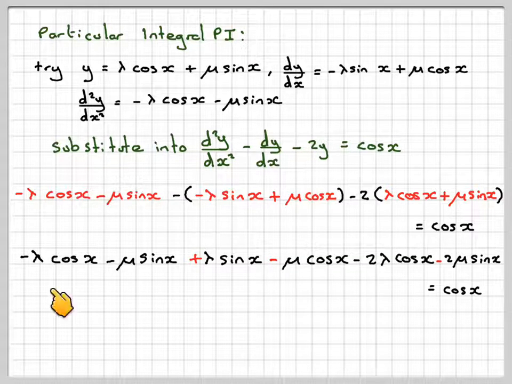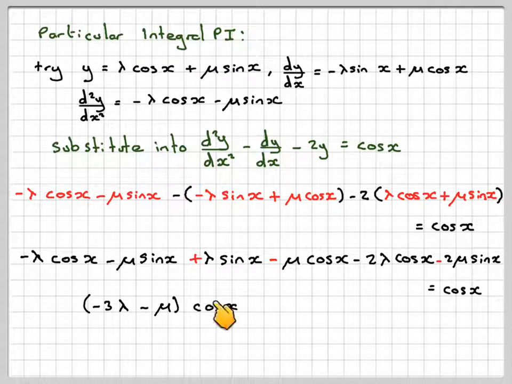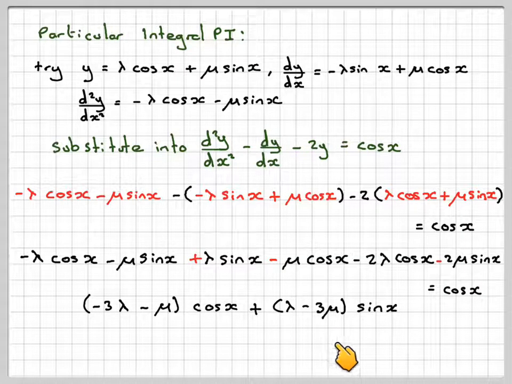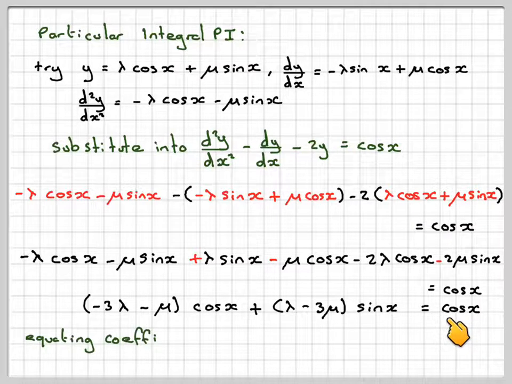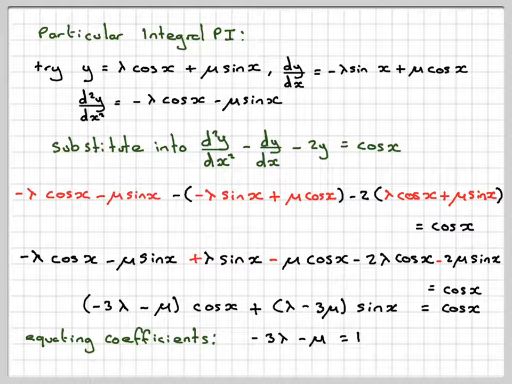Collecting up like terms, we've got minus lambda cos minus mu cos minus 2 lambda cos. So minus 2 lambda minus lambda makes minus 3 lambda minus mu cos x. And then for sine, we've got minus mu plus lambda minus 2 mu. So we're going to get lambda minus 3 mu sine x. That's still equal to cos x. So equating coefficients, the coefficient here is 1. So we're going to have minus 3 lambda minus mu has to be equal to 1. And then we're going to have lambda minus 3 mu. There's no sine x, so we're just going to put that equal to 0.